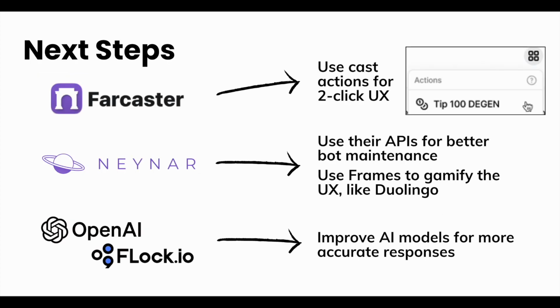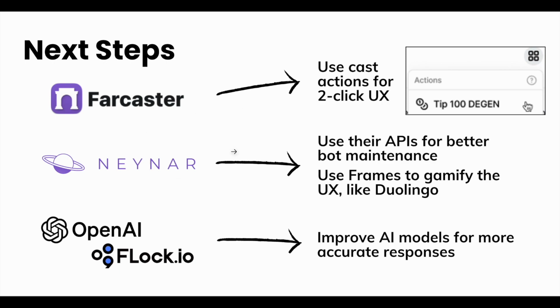And in terms of next steps, Farcaster recently released cast actions, which are essentially like a button under the cast. For example, instead of tip 100 degen, maybe I want to do something like translate to English, or just a simple translate action. And then once the user hits this, the TranslateBot will reply with a translation. So I want to explore how that would work with cast actions.